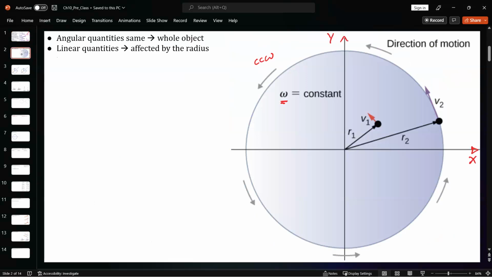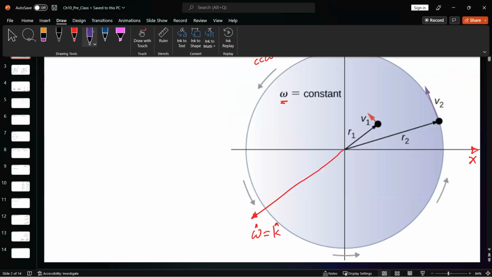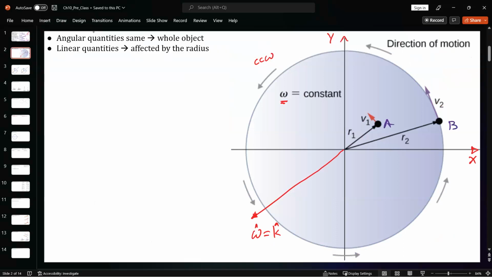Why do we know it's a positive direction? Anything doing counterclockwise rotation tries to bring the whole object along that third axis direction. Then omega hat, the unit vector for omega, is equal to the k hat direction. Now since the whole object is moving with omega, the whole object has the same angular velocity, but the radial direction velocities, the tangent direction velocities, and the radius are different for each point. Let's consider this is point A, this is point B. Now let's take a look at the correlation between the omega and these linear quantities.